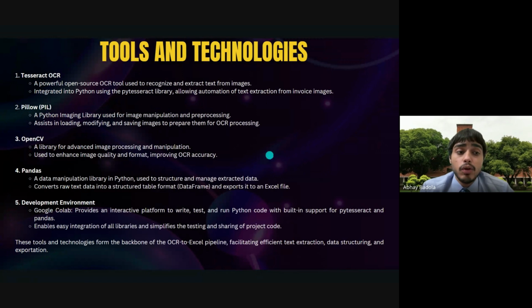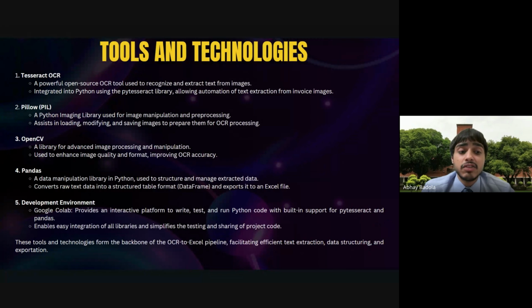The second, Pillow, is a Python imaging library used for image manipulation and pre-processing. It assists in loading, modifying, and saving images to prepare them for OCR processing. The third was OpenCV, a library for advanced image processing and manipulation. As you must have noticed, these three are the libraries that we use. The fourth one is Pandas, which is a data manipulation library. It is used to structure and manage extracted data.